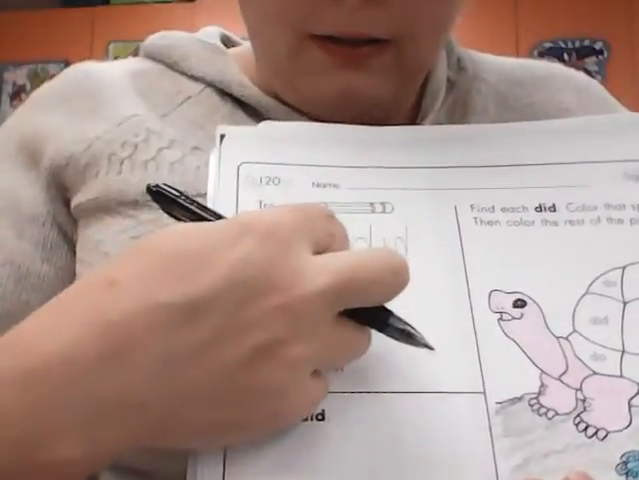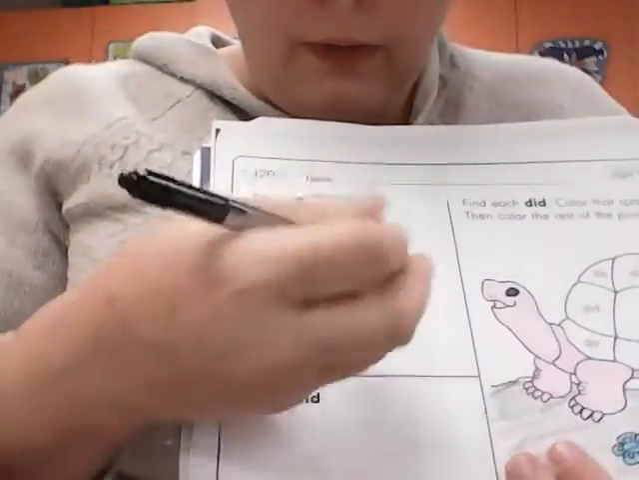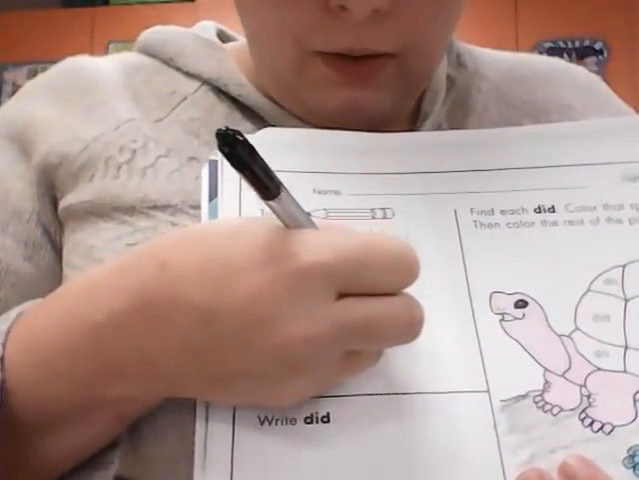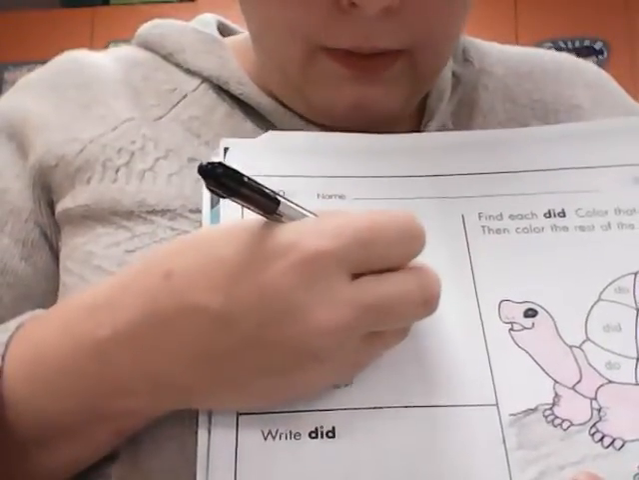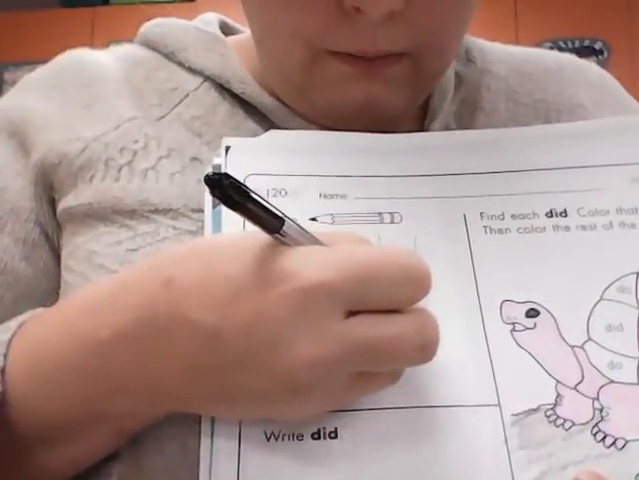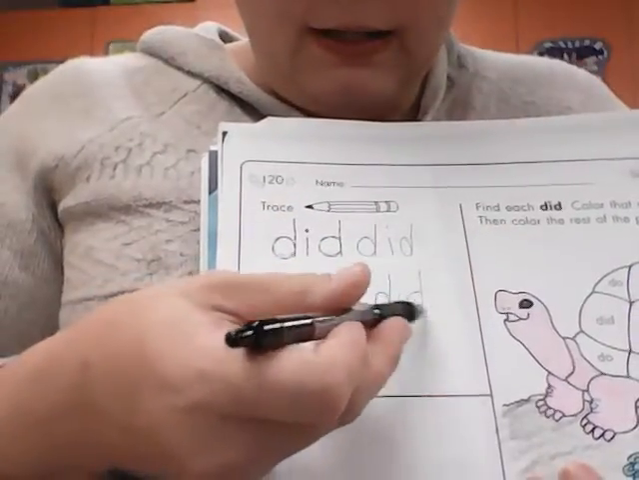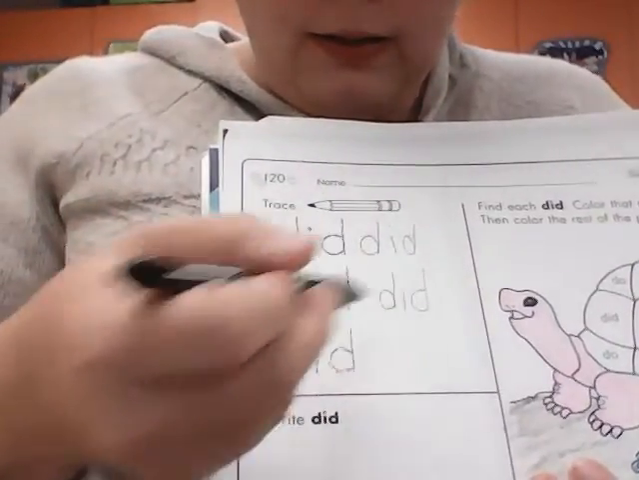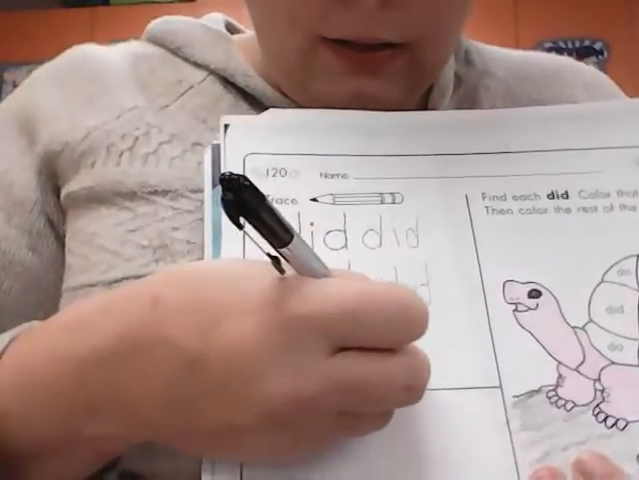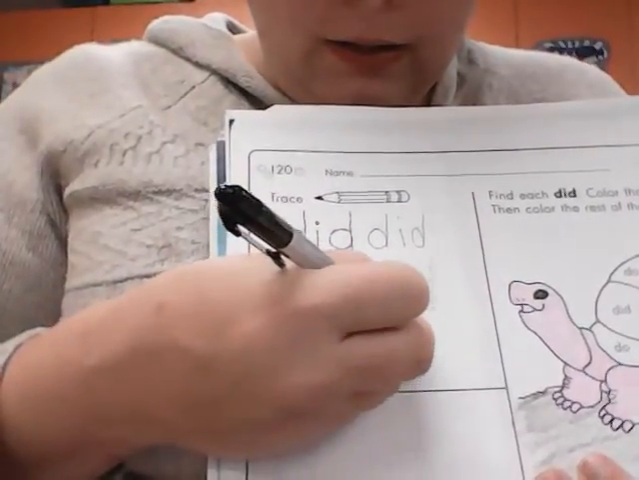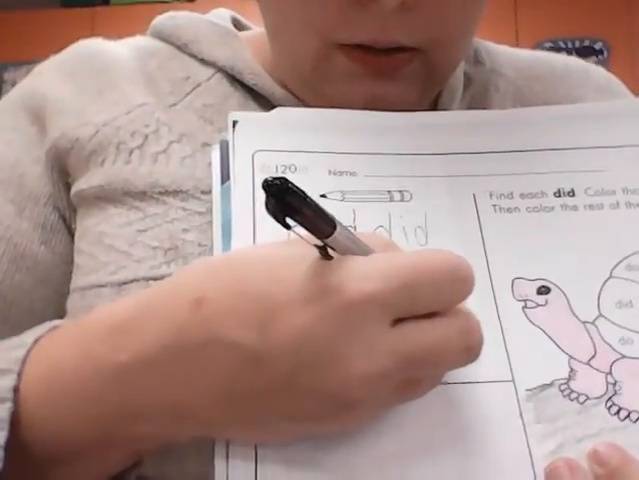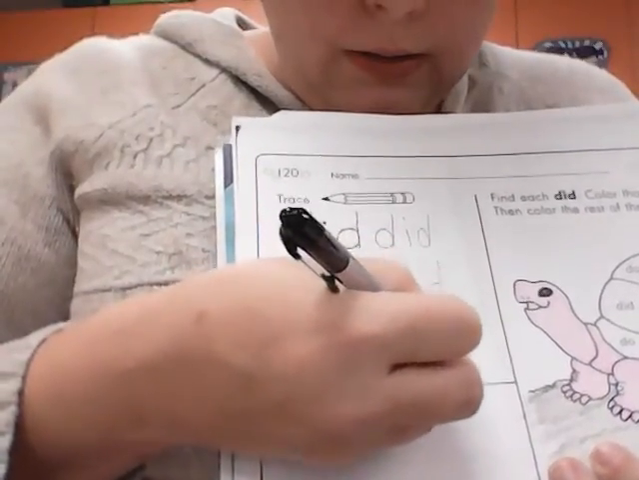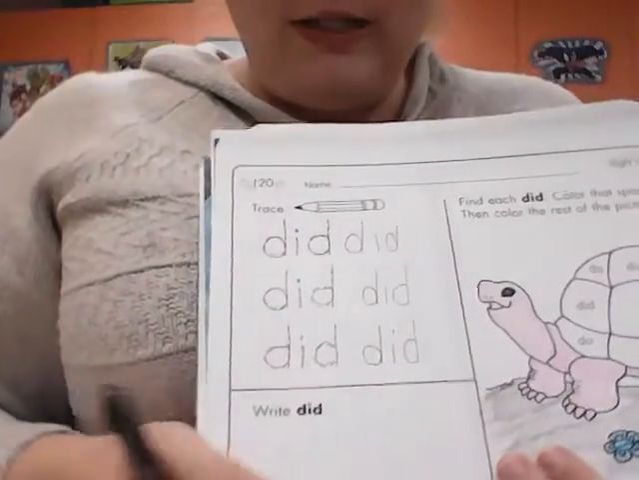Okay, I made this a little close. Next time I'm going to use my finger. Make sure I don't make it so close. D, I, D. Did, D-I-D. Did. Did I do well? Did we go to the park? Did I remember my homework? Did. So then down here we can write it again.